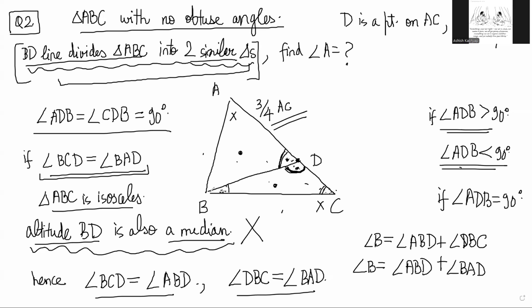BAD and ABD, right? But that is actually summing up to 90, right? Because this third angle is 90 here, right? So I know now that angle B is 90. This whole angle is 90, right?